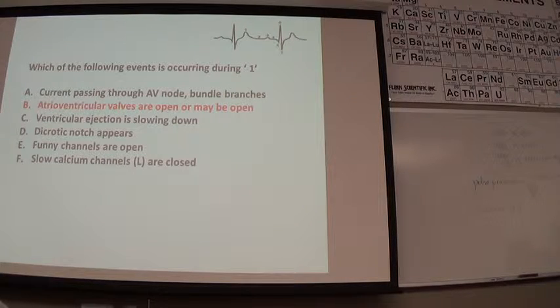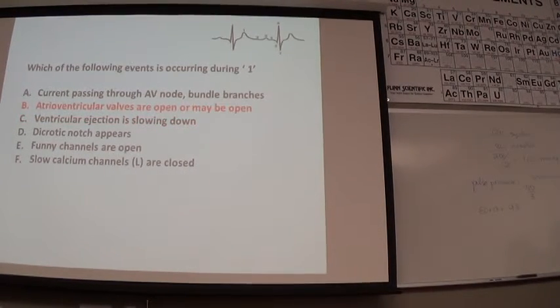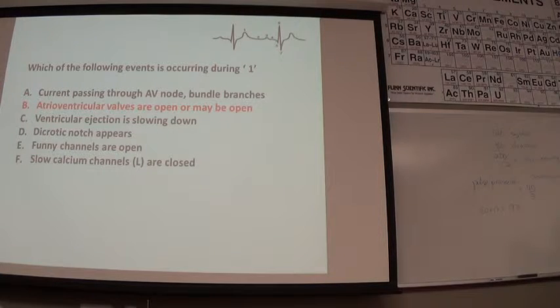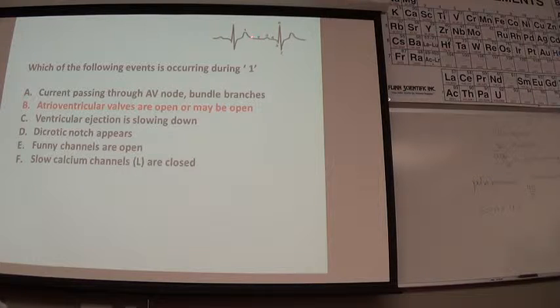All right, which of the following events are going to occur during 1? I already told you, current passing through the AV node is 4. Atrioventricular valves are open or may be open. Is that true? At the end of 1, AV valves are going to open, so I don't like that answer. Ventricular ejection shows semilunar valves both closing. This is still, so no, it's not B. Ventricular ejection is slowing down.